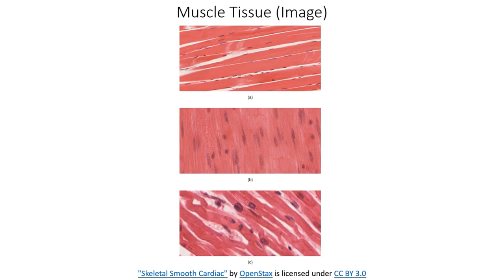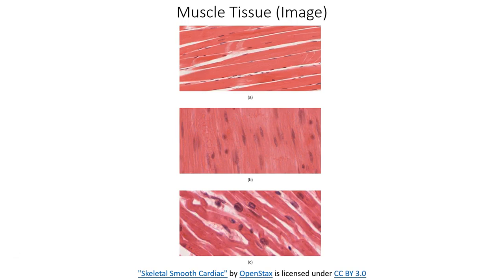So this is what each of them look like. These are microscopic images, so these are stained slides of real muscle tissue in the body. Up here on the very top, excuse me, I'm losing my voice slowly. So this top one is an image of skeletal muscle tissue. Our middle one in here is smooth muscle tissue, and then the bottom image C is cardiac muscle tissue.